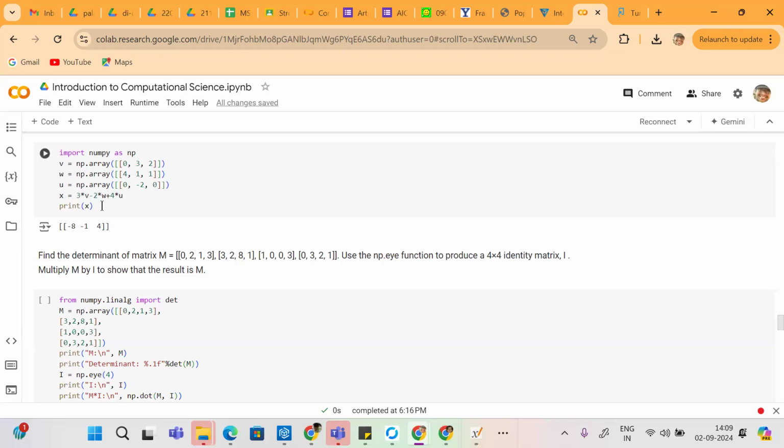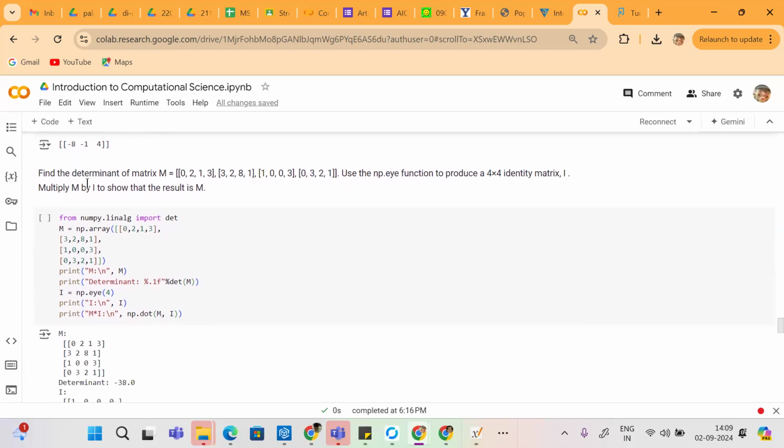So I am trying to show to you that this linear combination, that is this vector minus 8, minus 1, 4, can be written as a linear combination of V, W, and U. So what can you say from this? Vector X, which is this, is linearly dependent on the vectors V, W, and U. It's not linearly independent, right? If it is linearly independent, you cannot write it as a linear combination of the vectors. Okay? Is it clear?